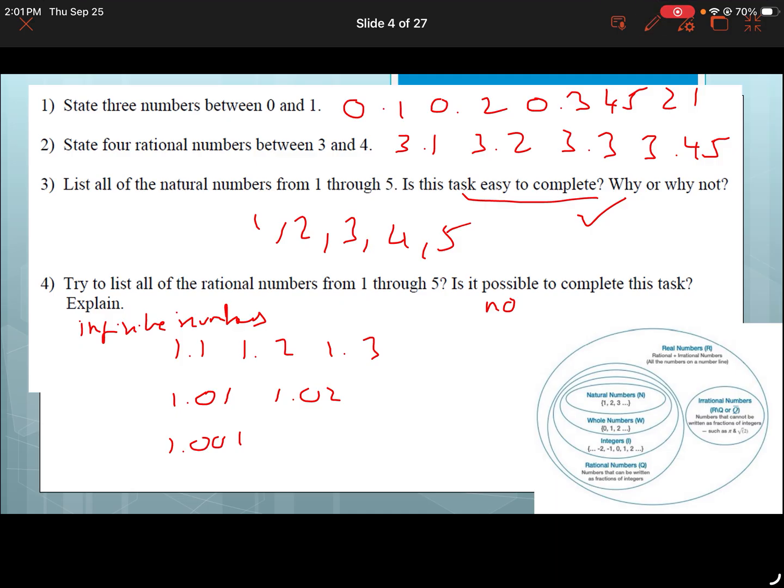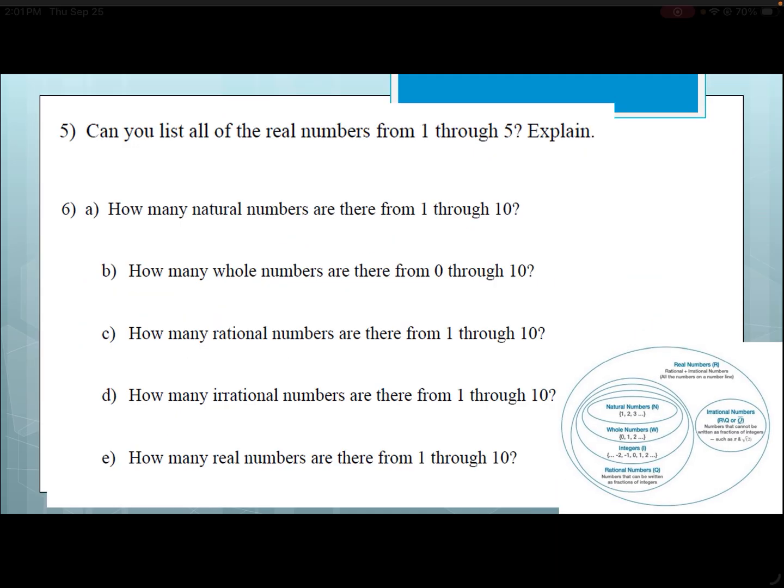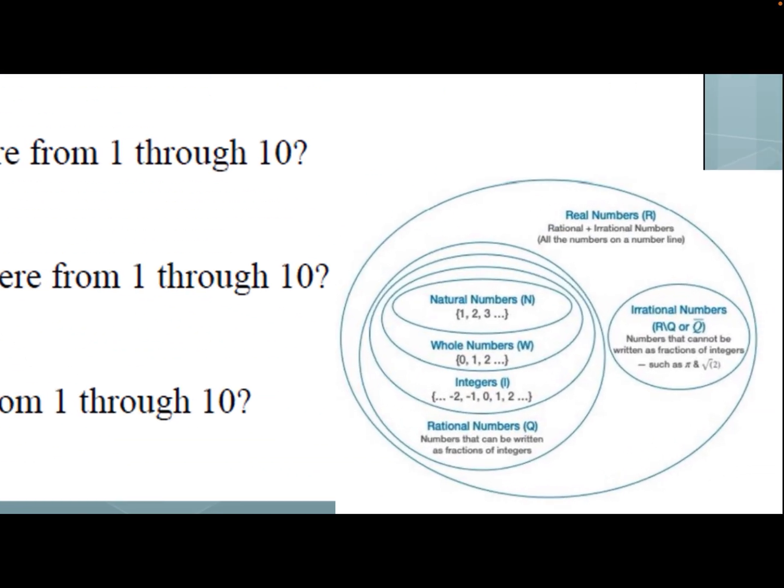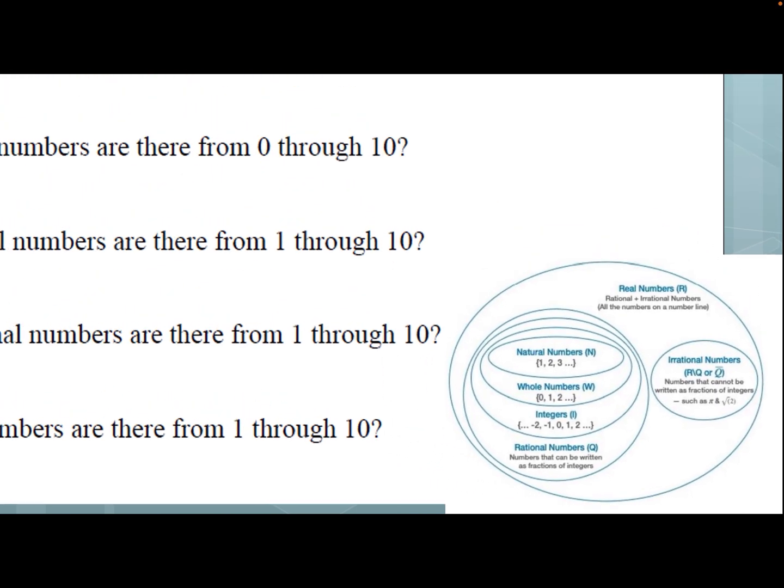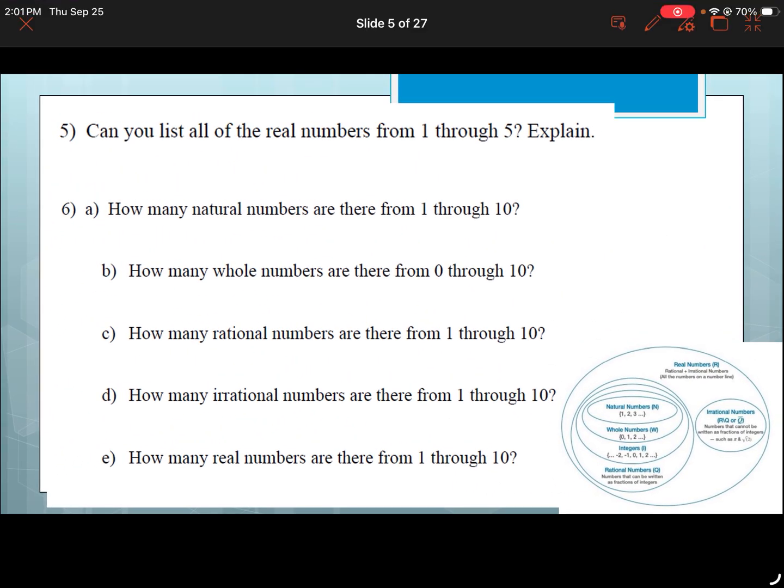So it's not possible because it's infinite numbers. Can you list all real numbers from 1 to 5? Well, that's even worse, isn't it? Because real numbers include rational, but also irrational numbers. So that's going to be all the numbers we just talked about, 1.1, 1.01, but also all the weird numbers like pi, like √2, like √3, the numbers that go on forever and ever. So again, is that possible? No. Because there's infinite of them.